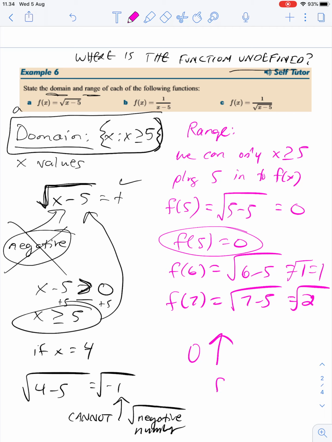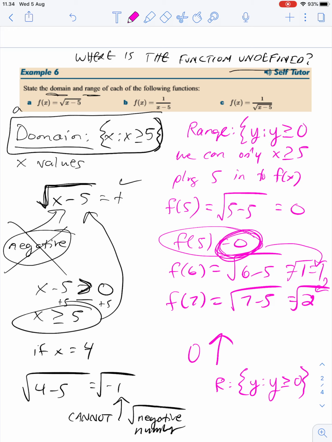So my range would be the set of all y values such that my lowest y value is going to be 0. So y is going to be 0 or greater, because it's going to increase each time. Let me write my final answer up here: y such that y is greater than or equal to 0.